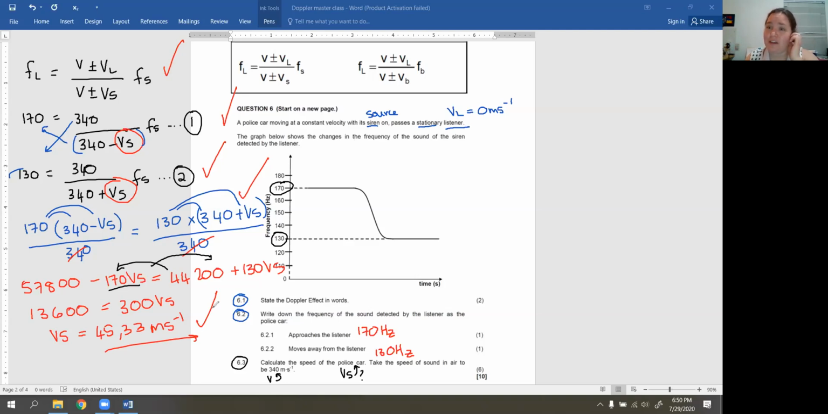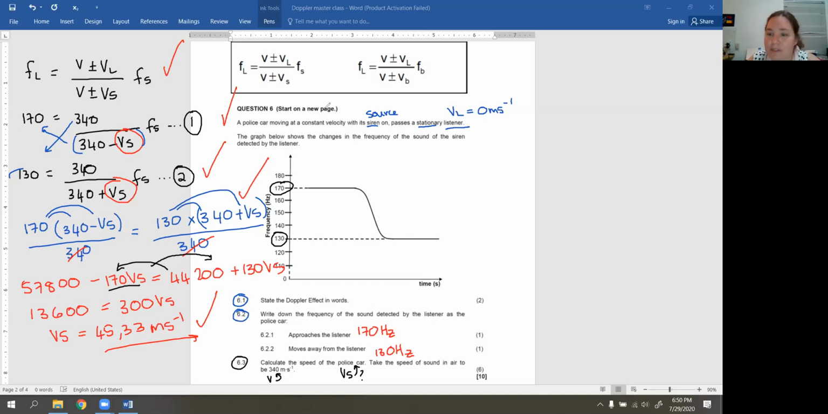But I always find that I check it, because if this police car had suddenly been going at 1,000 kilometers an hour, I should be doubting it. Okay, that's faster than an airplane. So it's a very good idea to always just check that your answers fit within the logic of what knowledge you have. Okay. All right.